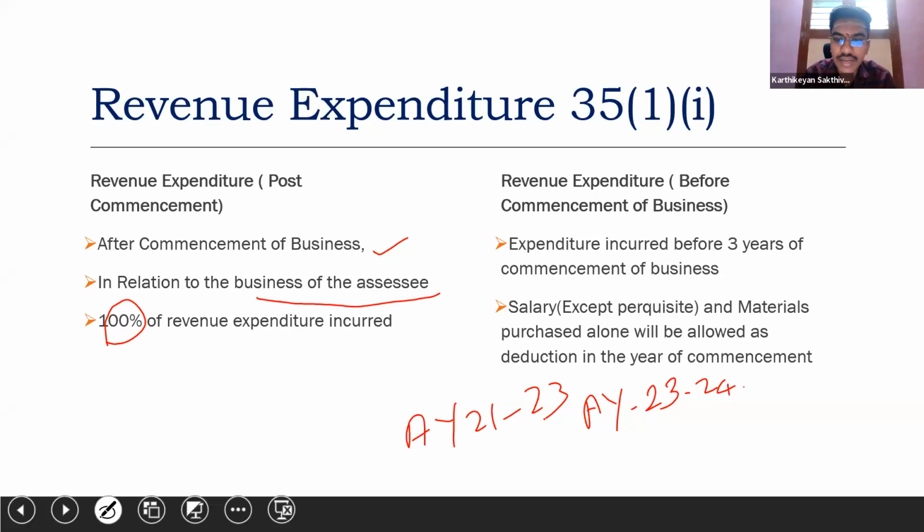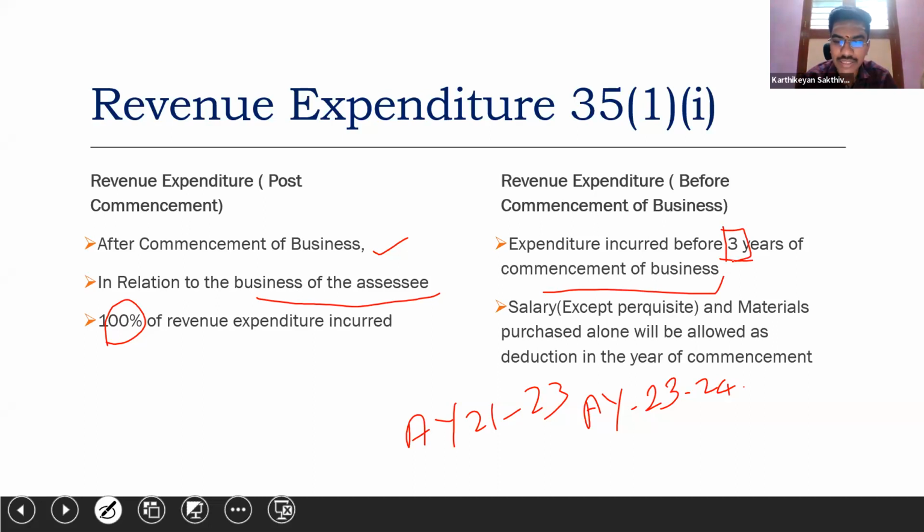So that expenditure cannot be claimed in accounting. But in income tax you can claim the revenue expenditure in relation to research which is before the commencement of business. Expenditure incurred up to 3 years before commencement of business can be claimed as deduction. So there is a time bar: up to 3 years you can claim the deduction.